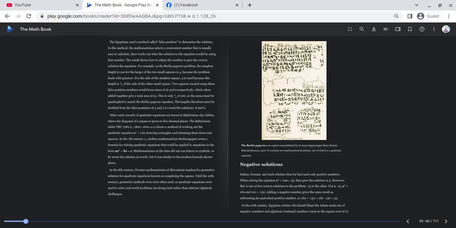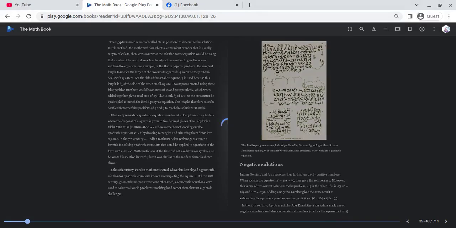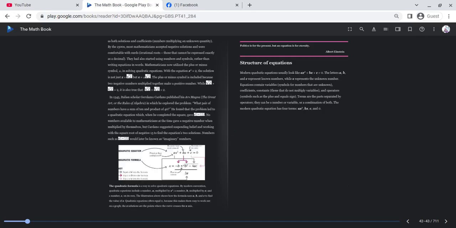In the 10th century, Egyptian scholar Abu Kamil Shuja ibn Aslam made use of negative numbers and algebraic irrational numbers such as the square root of 2 as both solutions and coefficients, numbers multiplying an unknown quantity. By the 1500s, mathematicians accepted negative solutions and were comfortable with surds, irrational roots, those that could not be expressed exactly as a decimal.